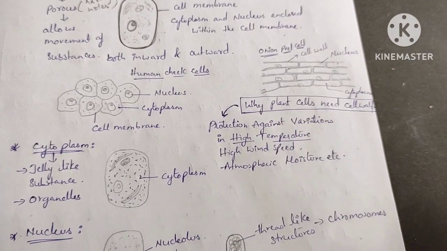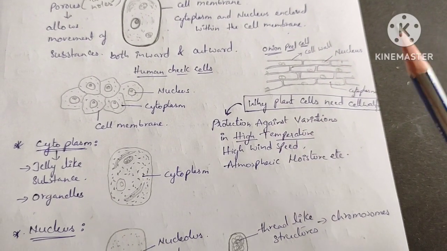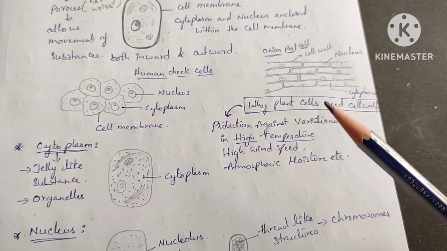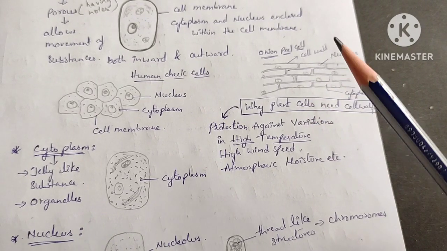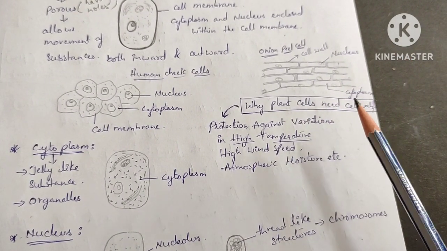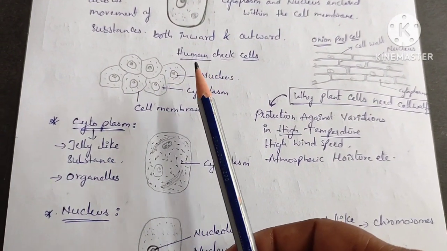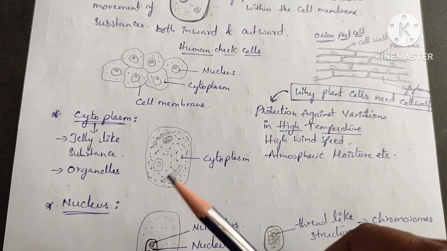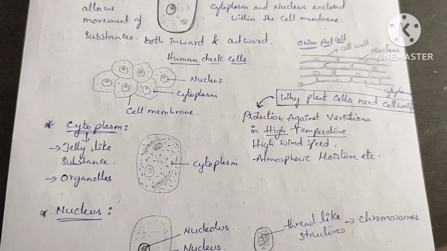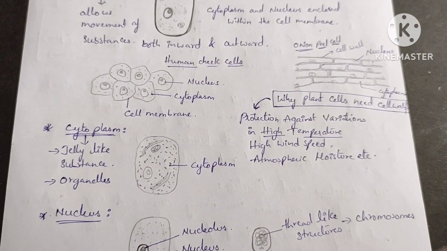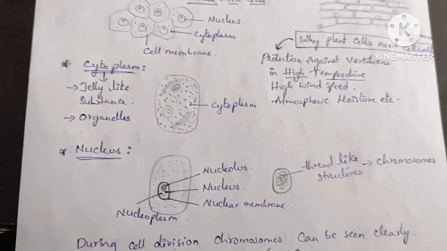Whereas animals can move from one place to another, so we can escape from high temperatures, low temperatures, wind speed and moisture. But plants cannot do so. That's why they need extra protection. For that, they have a cell wall. You can observe human cheek cells here. Human cheek cells have a nucleus in the center, cytoplasm, and cell membrane, whereas the cell wall is absent in human cheek cells.